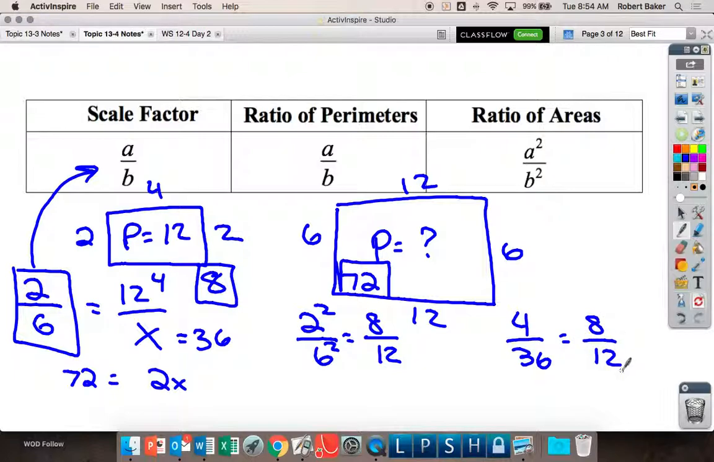when you cross multiply them, 72. When you cross multiply those numbers, it will be equivalent. And I'll do that real quick. 8 times 36.